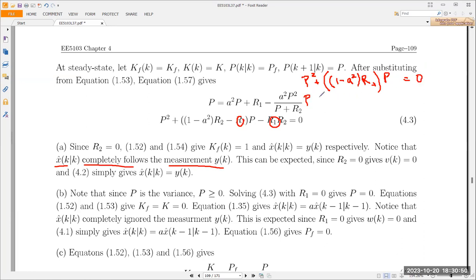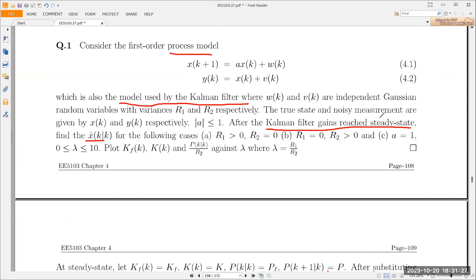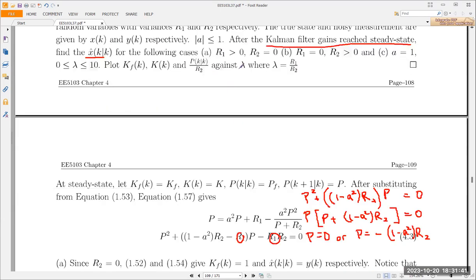So now you factor things out, you get a P here. Then inside you get a P plus 1 minus A square R2 equals to 0. So the solution is P equals to 0 or P equals to minus 1 minus A square R2. Okay, now A, the question say is less than 1, which has to be, then you have a stable process. All right, if A is greater than 1, your process is unstable. So normal control process will be stable. So A is less than 1.